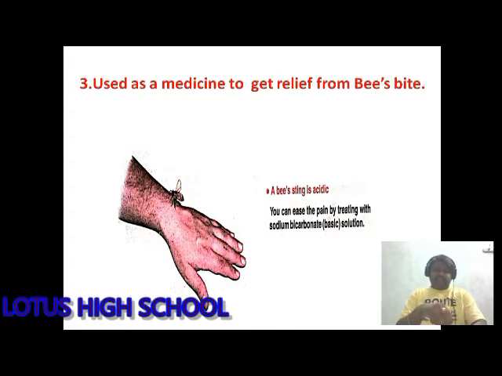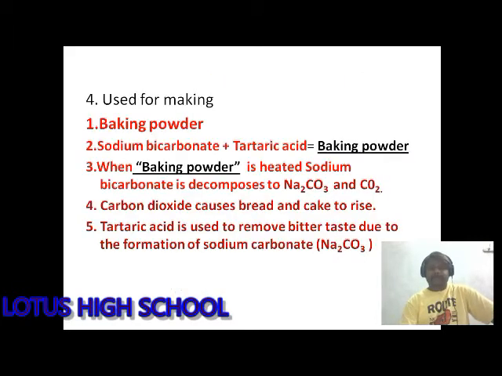So for getting relief from that burning sensation, apply sodium hydrogen carbonate, or baking soda, or sodium bicarbonate. Why? Because sodium hydrogen carbonate, baking soda, contains a basic nature. So that base reacts with the formic acid and neutralizes it. At that time we get relief from the pain.